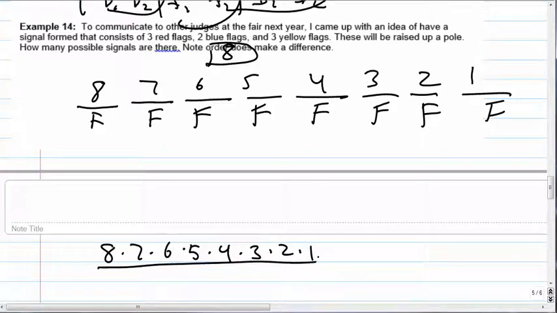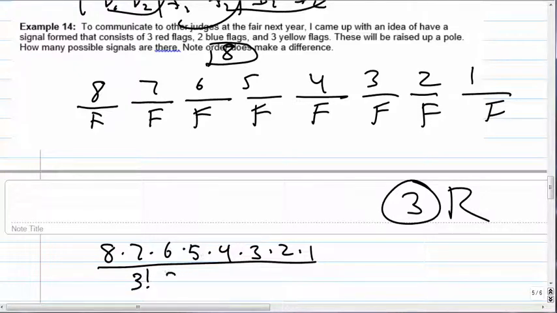But you've got to think about things. The 3 flags that are red, I can't really distinguish between them. No matter where they show up, it doesn't matter the order in which the red ones were picked. The first red and the second red is no different than the second red flag and the first red flag. They don't have numbers on them, so they're indistinguishable. So I don't care about the order of the 3 red flags, the 2 blue flags, or the 3 yellow flags. So step 4 is all about order.